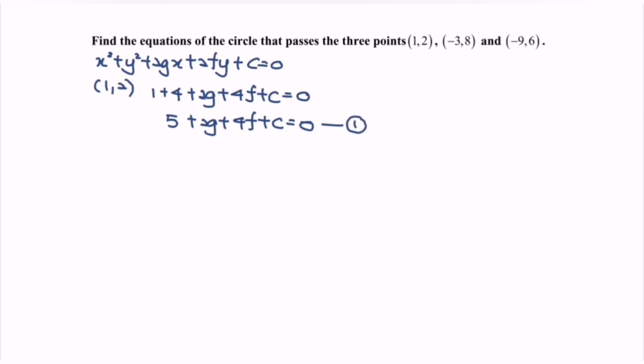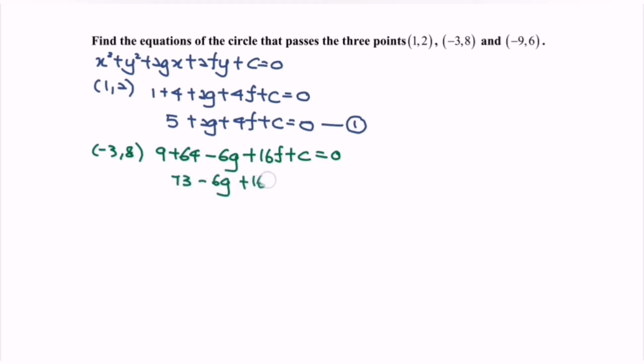Next, we have the second point where we have negative 3 and 8. So repeat the process, kindly substitute, and we will have 9 plus 64 minus 6g plus 16f plus c equals to 0. Repeat the situation, simplify. So we will have 73 minus 6g plus 16f plus c equals to 0.